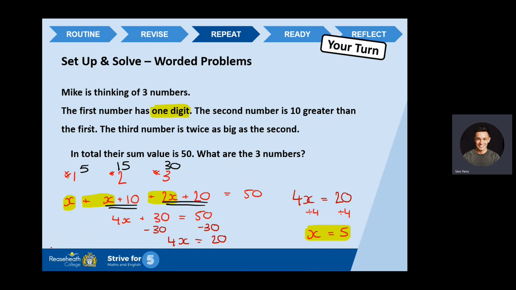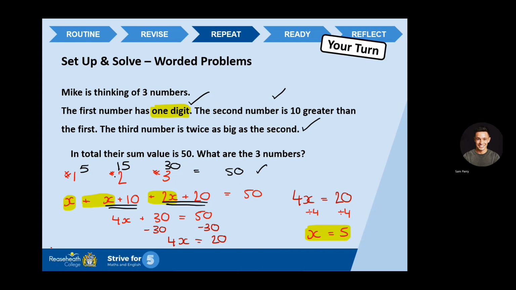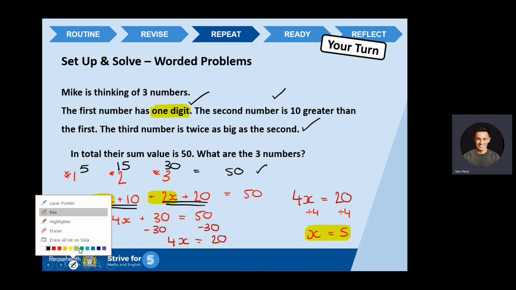Right, let's just go back. The first number is 1 digit, yes. The second number is 10 greater. 15 is 10 greater than 5, brilliant. The third number is twice as big as the second, yeah. 30 is twice as big as that. So I've ticked every one of those, so that's good. And they add up to 50, do they? 5 and 15 is 20. Look at that. It does add up to 50. So what are the three numbers? 5, 15, and 30. I've used algebra to solve a worded mathematical problem without breaking much of a sweat.